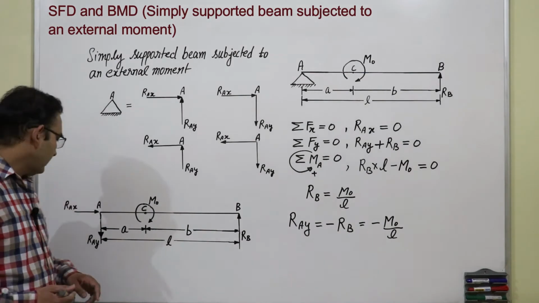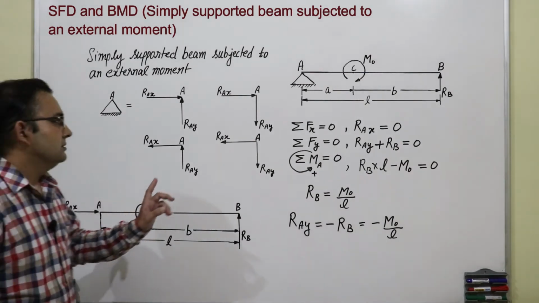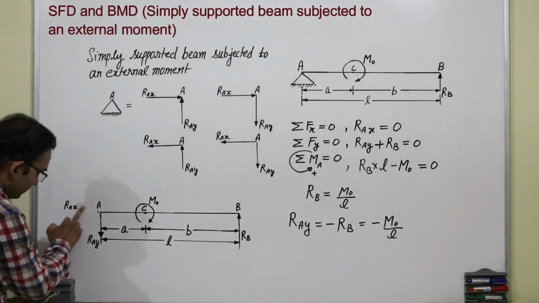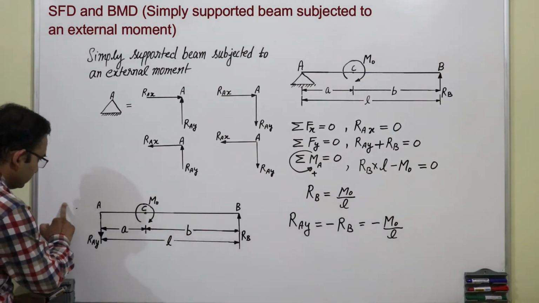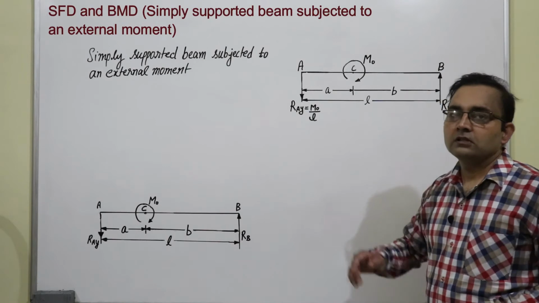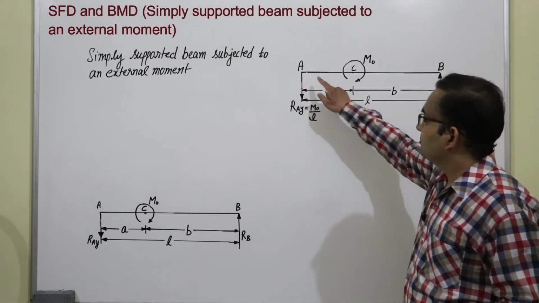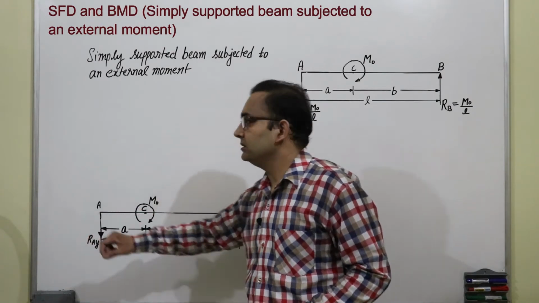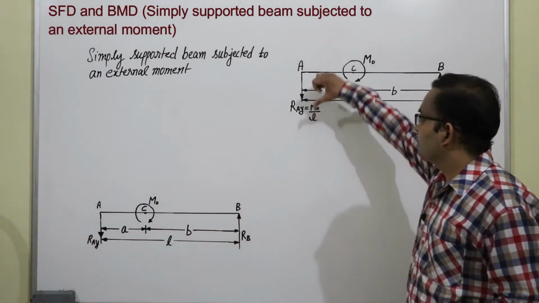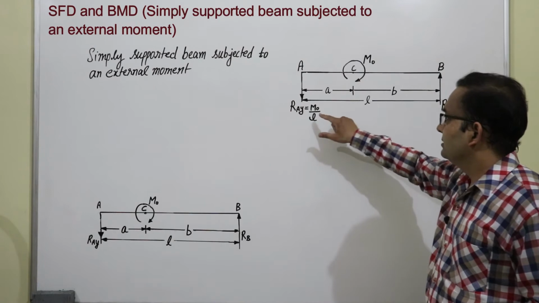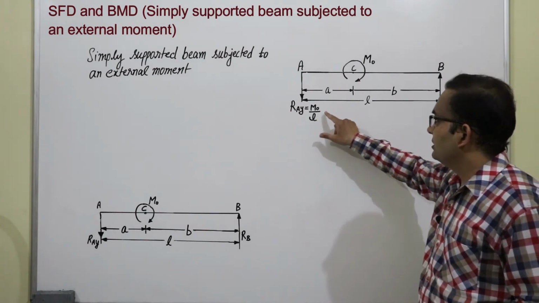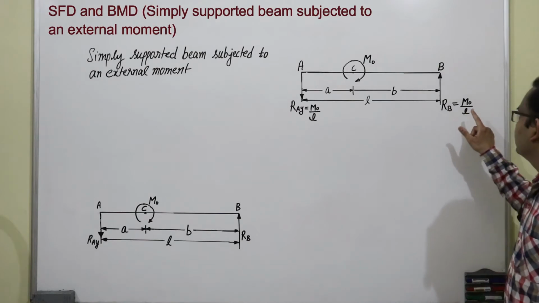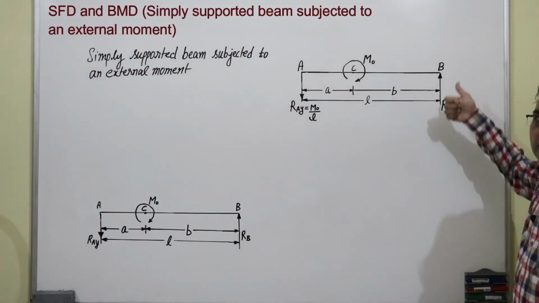One more thing, Rax is 0. So we will remove this arrow because it is 0. So we have converted this hinge support with this force which is downward. So Ray is downward and it is equal to m0 upon L, and Rb is m0 upon L, it is upward.